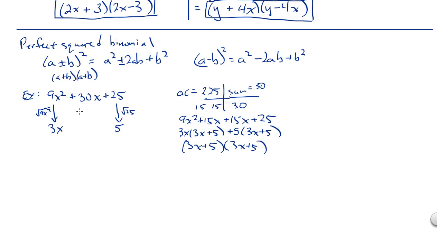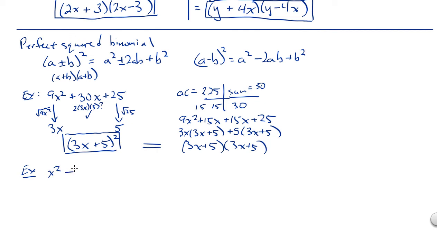Now, all we have to do is check: does this middle term equal twice the product of the two expressions we just found? Does this equal 2 times 3x times 5? Does it? Yeah. 15 times 2 is 30, so yeah, check mark. So this ends up being 3x plus 5 squared, which is the same as what we found over here.